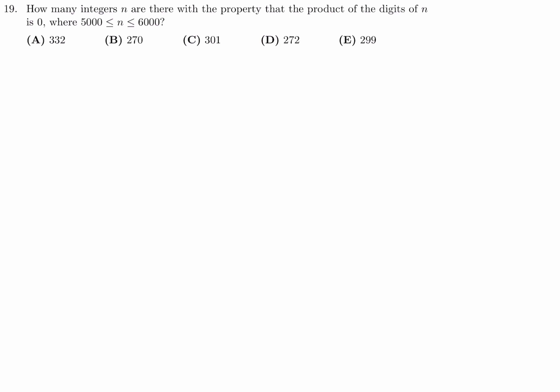How many integers n are there with the property that the product of the digits of n is 0, and n is between 5,000 and 6,000 inclusive? Well, n can be either 5,000 or 6,000, and then we have a whole bunch of possibilities in between. So I'll just put 1 and 1 just to show that that's how many numbers I have.